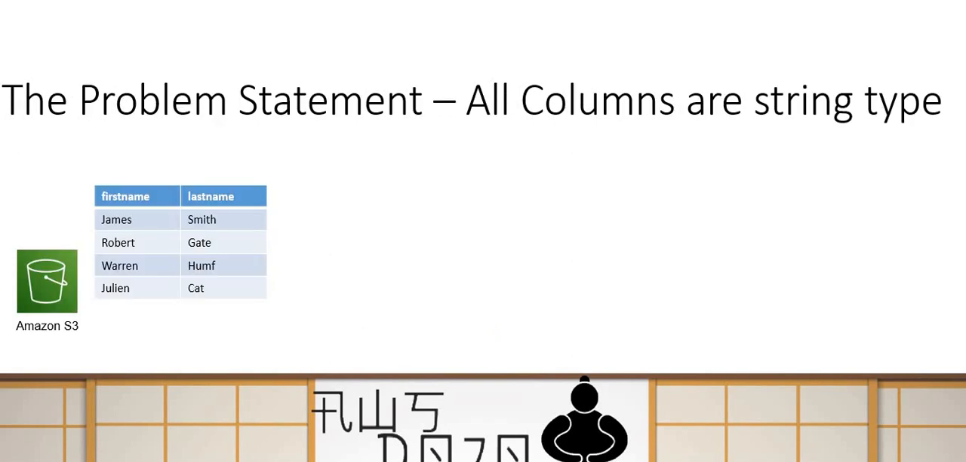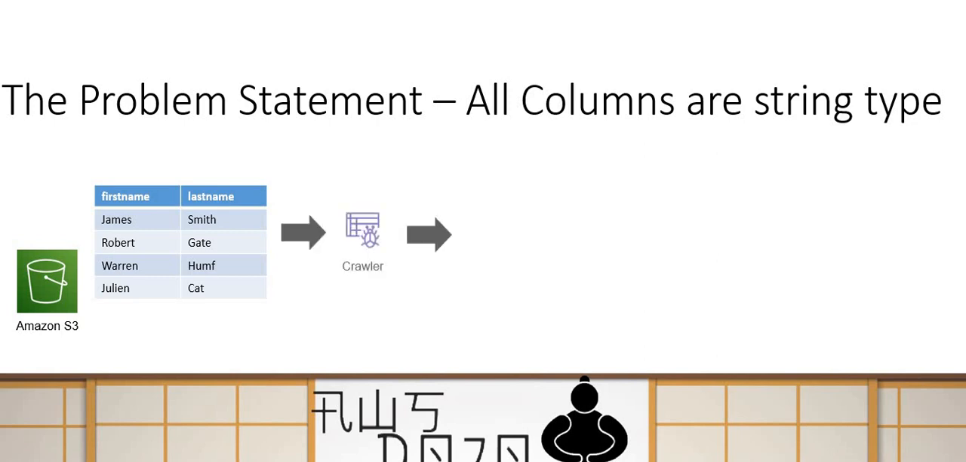Let's talk about what exact problem you come across when you're trying to catalog CSV data. Suppose you have CSV data in an S3 bucket, and let's take this example: first name, last name. It's a very simple table. Sometimes all your columns are string types. It's very easy to come across this kind of challenge where all the columns are string type.